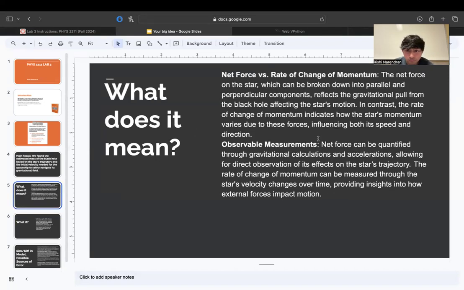For the second question about the actual observable measurements, net force can be quantified through gravitational calculations and accelerations, which allows for the direct observation of its effects on the star's trajectory. The rate of change in momentum can be measured through the star's velocity changes over time, which provides insights into how external forces can impact the motion.